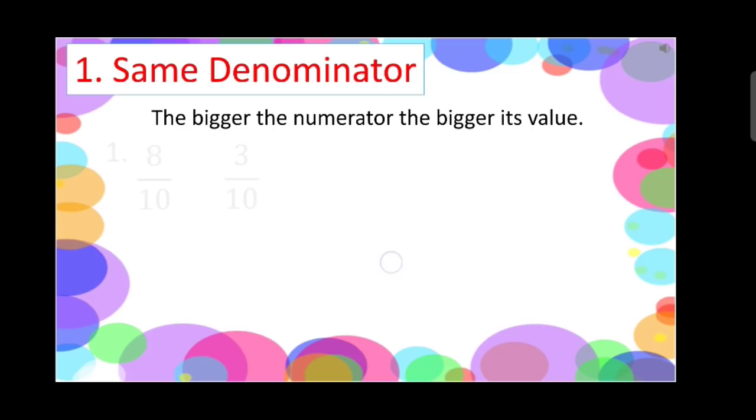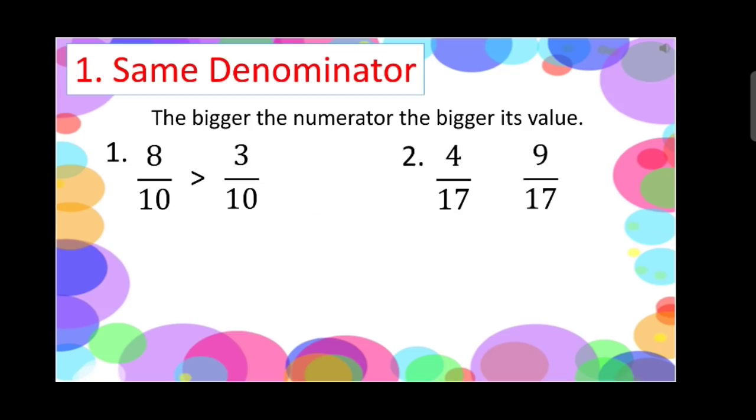Let's give an example. First, we have 8/10 and then 3/10. Di ba same sila ng denominator, which is 10? Tama. So, titingnan na natin yung numerator nila. Kasi sabi dyan, kung sino daw yung mataas na numerator, siya daw yung malaki yung value. So, we all know naman na mas malaki si 8 kaysa kay 3. So, therefore, 8/10 is greater than 3/10. Meaning to say, mas mataas pala yung value ni 8/10 kaysa kay 3/10.